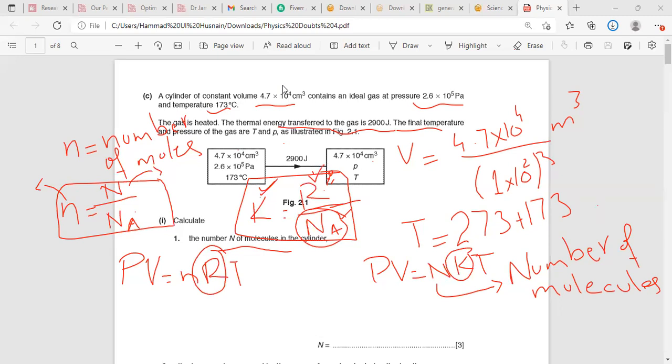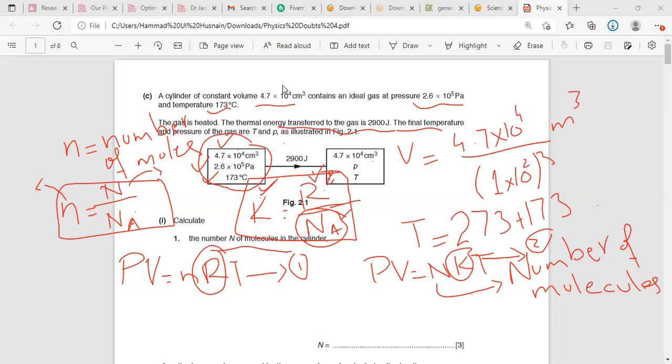So now coming back to the question, we can use both of these equations. Why? Because for the initial conditions we have complete data. We do have the value of volume, we do have the value of pressure, we do have the value of temperature, and K and R are constants. So we can use both of these formulas to find the number of molecules.